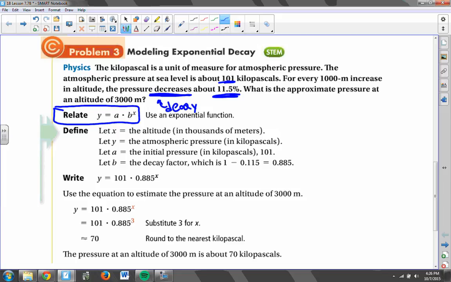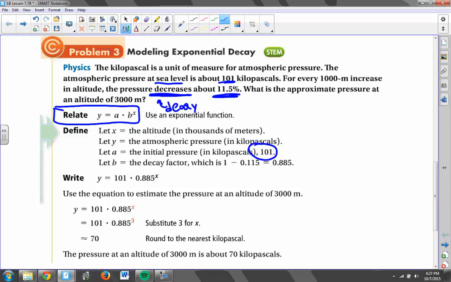Y is going to be the atmospheric pressure. Our A value is the initial pressure. When our altitude is 0, that means sea level. Altitude is 0 at sea level. Our initial amount is 101 kilopascals. So that's going to be our A value.